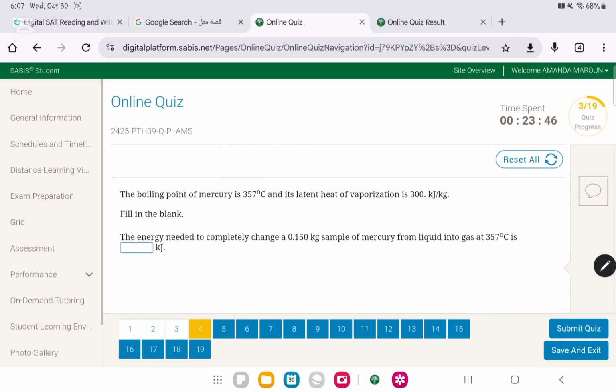So the energy needed to completely change a 0.150 kilogram sample of mercury from liquid into gas at 357 degrees Celsius is 45 kilojoules. So going back to the graph, it would look something like this. We have liquid, liquid gas, gas. What I'm going to tell you, please pay attention. When we are sloping, that means we have a change in temperature. We use the equation Q equals M times C times delta T. Here, since we're talking about gas, we're going to use the heat of vaporization.